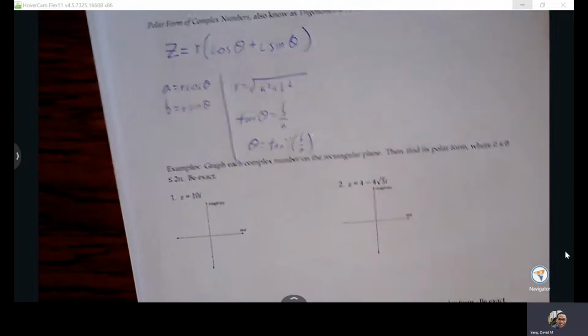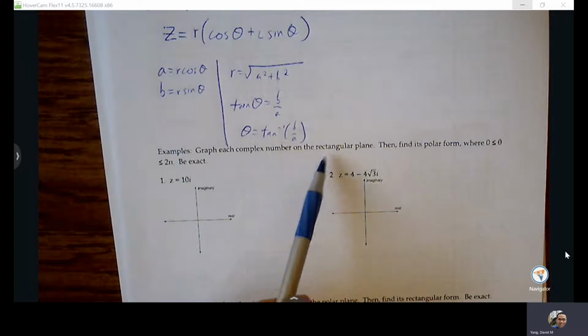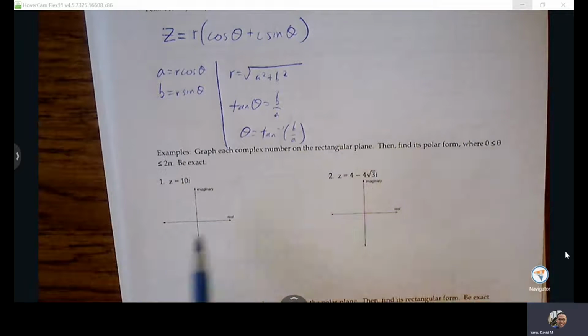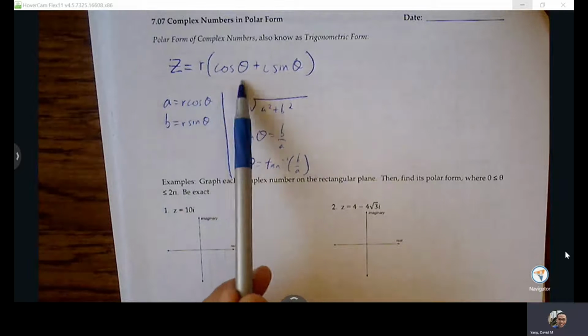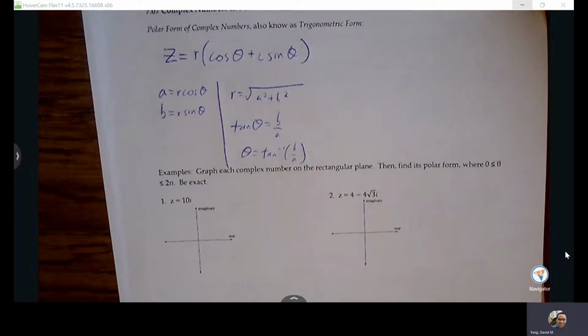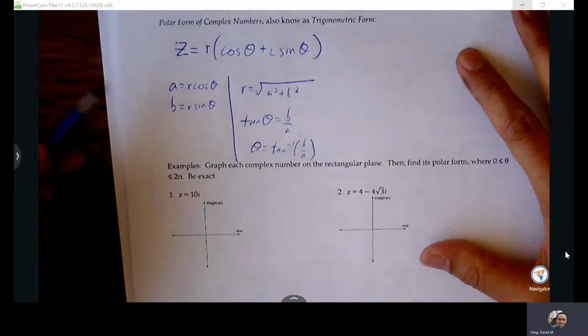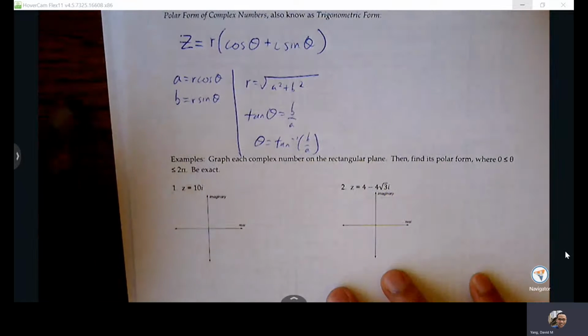Okay, so we have z equals 10i. Graph each complex number, and then we're going to convert it into polar form. We basically just have to find r and theta. If we can find r and theta, then we can just. So we're going to see a lot of similarities between what we do here and what we do with real numbers. So z equals 10i.